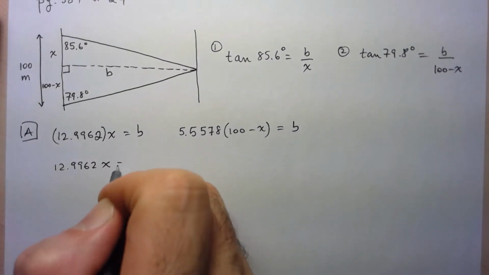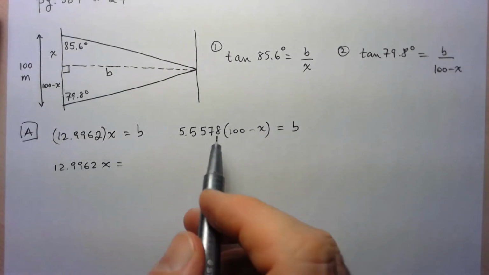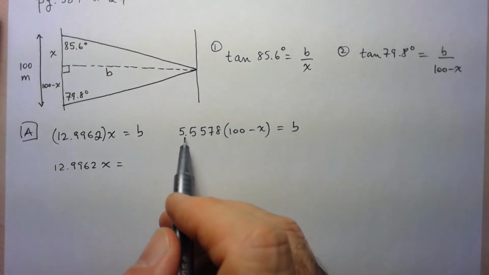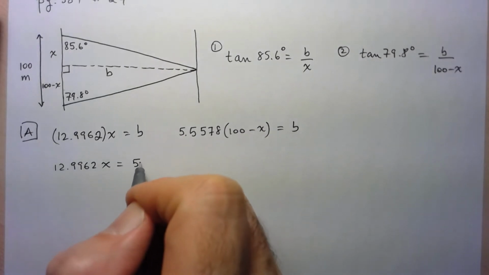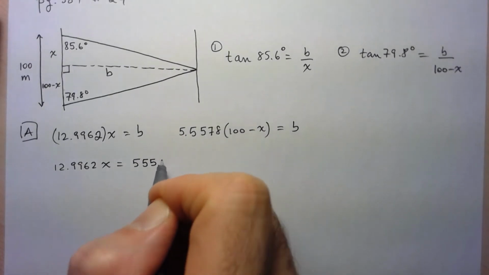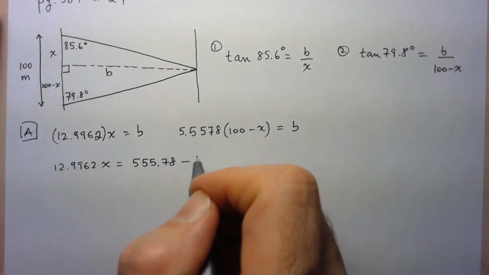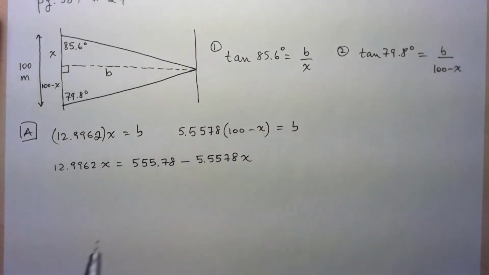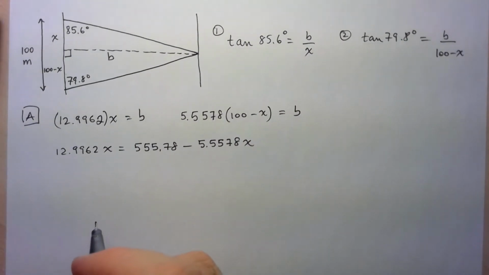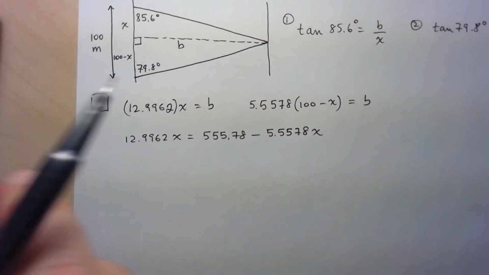So on the left-hand side, we'll have 12.9962x equals, and I know I'm going to want to distribute this, so I might as well do this right away. I'm multiplying by 100, so it's just like moving the decimal place two spots. So it'll be 555.78 minus that number times x, so 5.5578x. And now this is a pretty simple linear equation to solve. So I'll bring this to the other side. I'll add it to both sides.